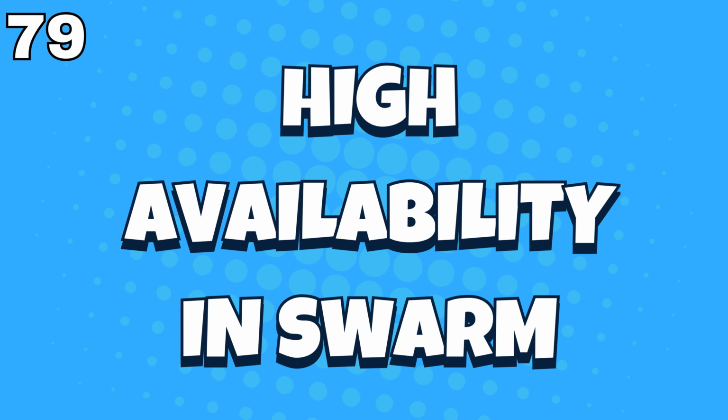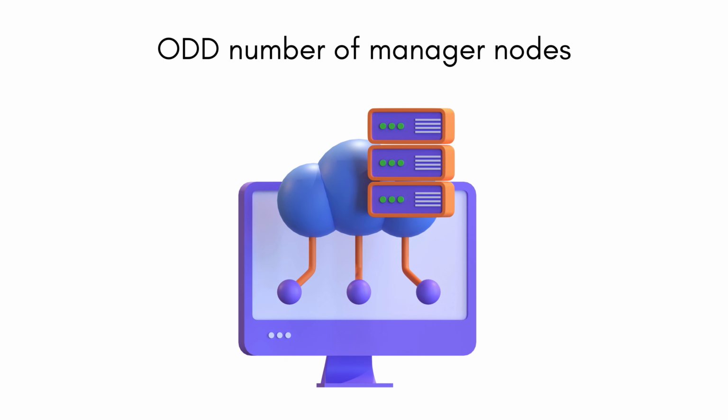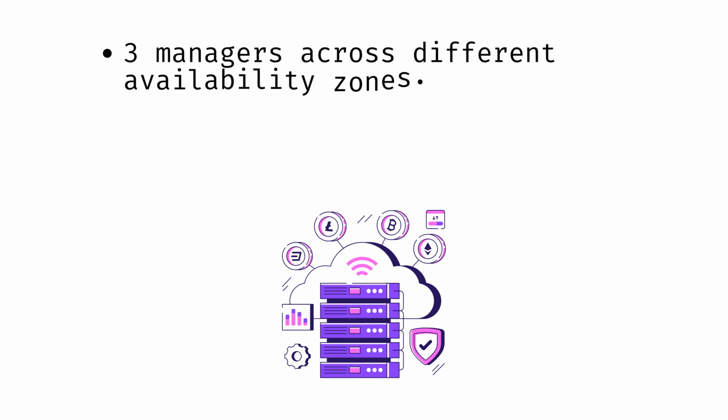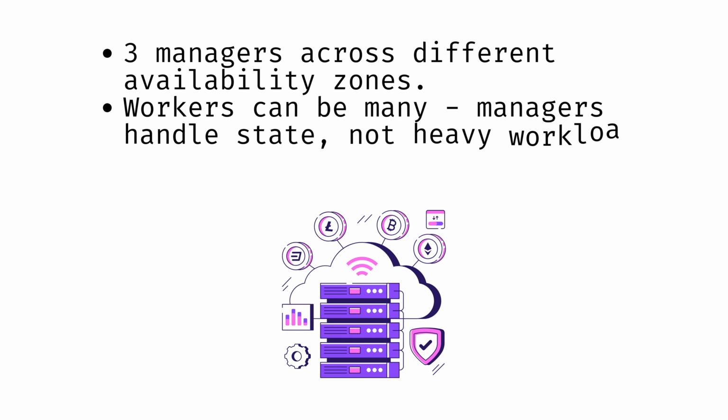Want zero downtime? Swarm has built-in high availability, but only if you do it right. The key rule is to always have an odd number of manager nodes like 3, 5, or 7. Why? For Raft consensus. Managers keep the cluster state, and if you lose quorum, the cluster is stuck. A typical high availability setup has 3 managers across different availability zones. Workers can be many. Managers handle state, not heavy workloads.